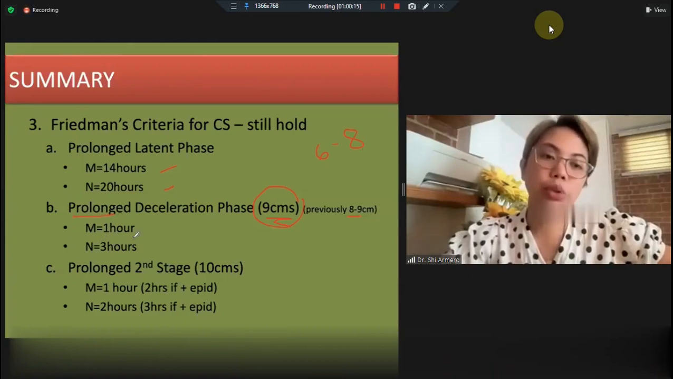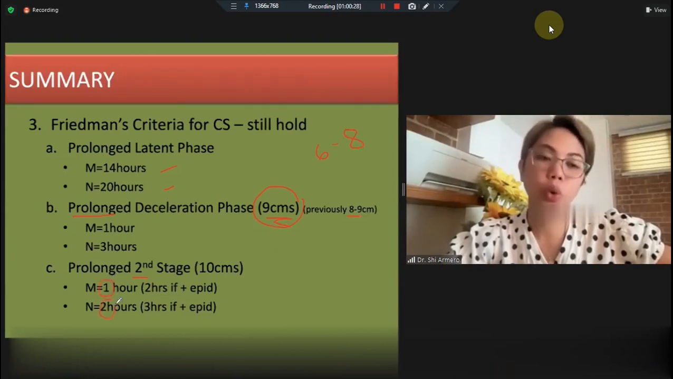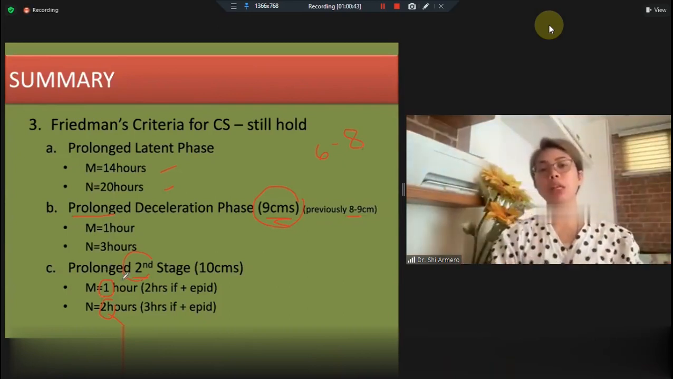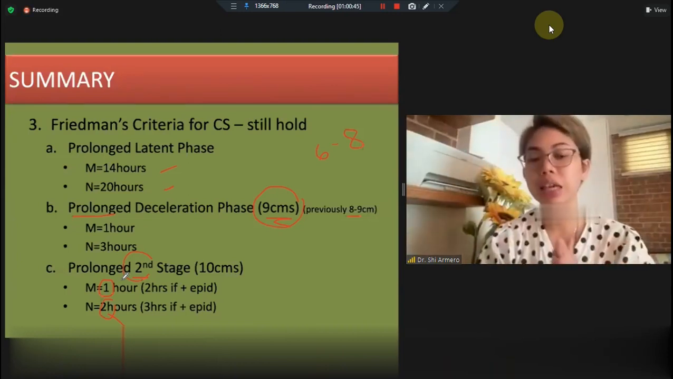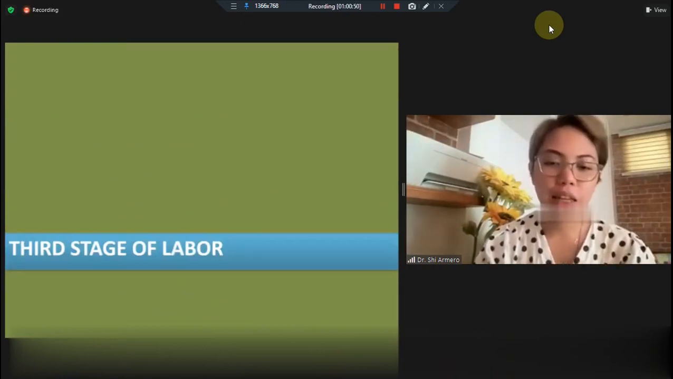Nulliparous, 3 hours; multiparous, 1 hour. Prolonged second stage, remember earlier you saw the 3-2? For prolonged second stage, same: 1 hour for multiparous, but 2 hours for nulliparous. Easy to remember: second stage, 2 hours for nulliparous. Prolonged deceleration and second stage for multiparous are the same, 1 hour. But for nulliparous, there's a difference between deceleration and prolonged second stage. In the second stage, it's 2 hours of waiting. Okay, suppose we delivered.